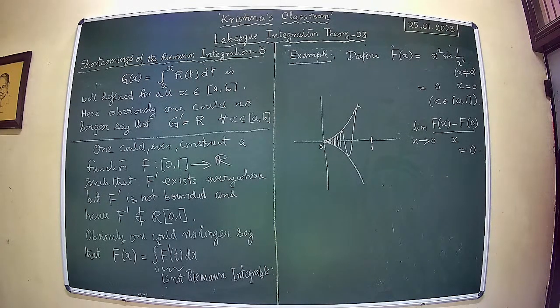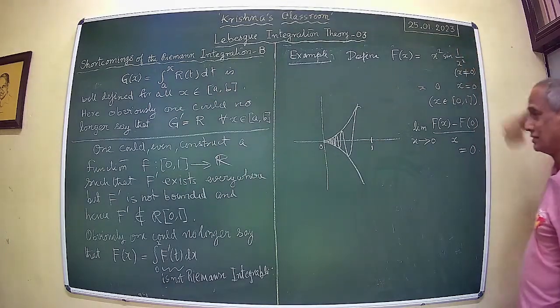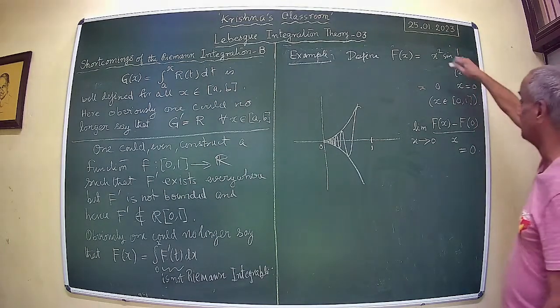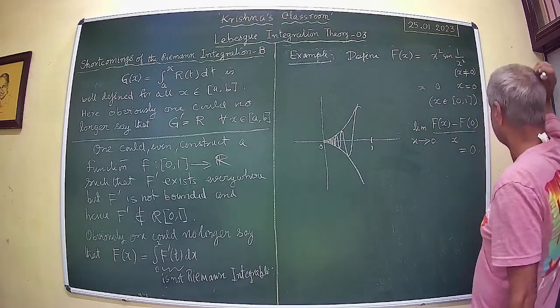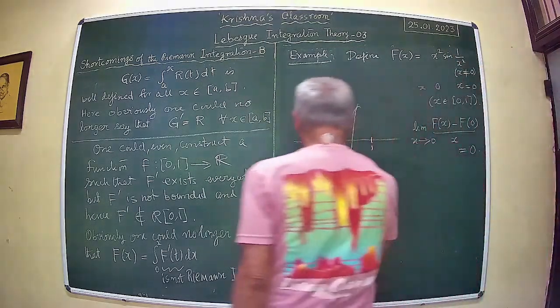What about at other points? At all other points, the derivative exists because this is a nice function. Okay, it's a nice, smooth, differentiable function. So at all points, the function is differentiable.